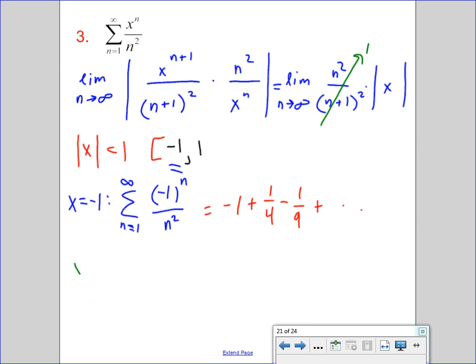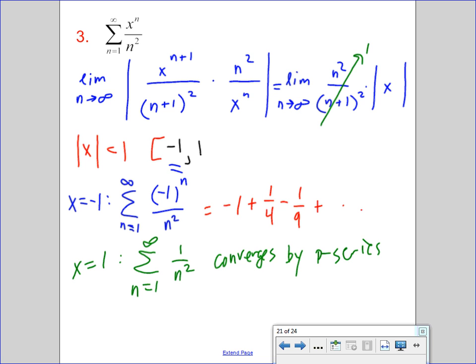At x equals 1, we get 1 over n squared. Converges by p series. Absolutely as well. So I get absolute convergence on all values of x, negative 1 to 1.